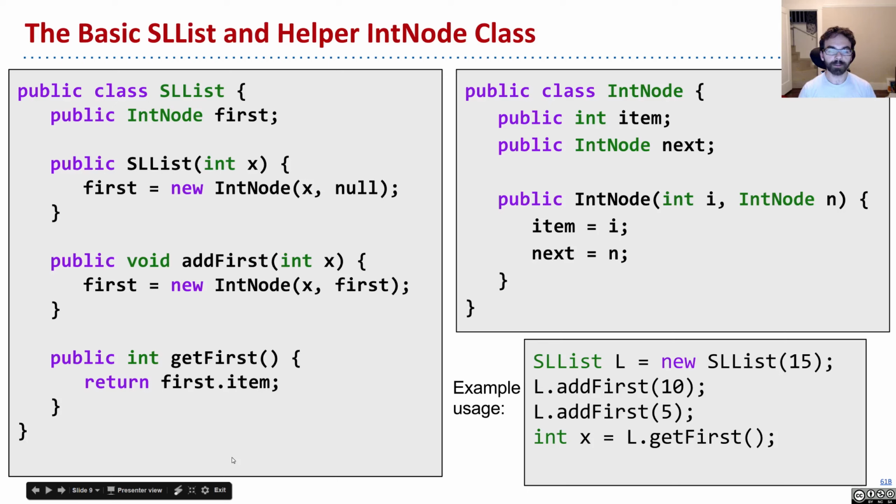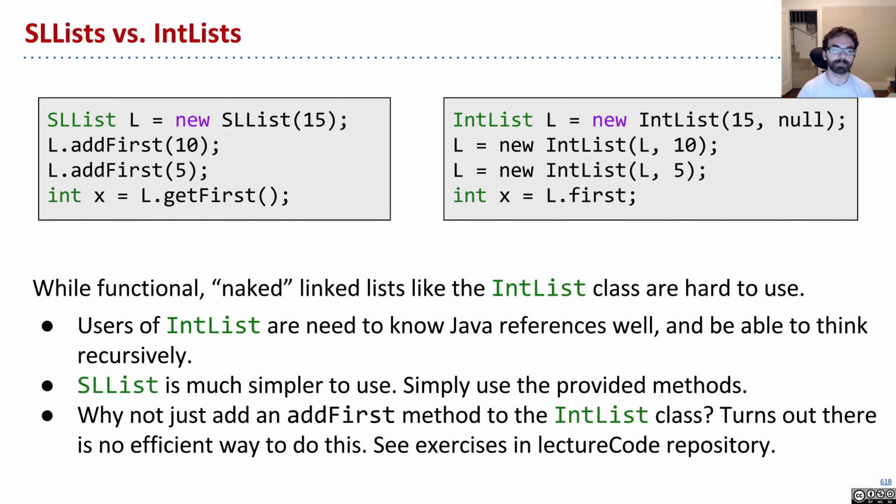So let's compare what we did in this context right here. This is SLList, this is all the code we just wrote. This is the IntNode class. This is the example usage we just wrote. Let's compare what we did with this clothed or non-naked recursive data structure with what we would have done before. On the right, we see what it's like to use a naked recursive data structure. You want to add something to the front? Well, L equals new IntList(L, 10). By contrast, with our SLList, we say L.addFirst and put in the number 10.